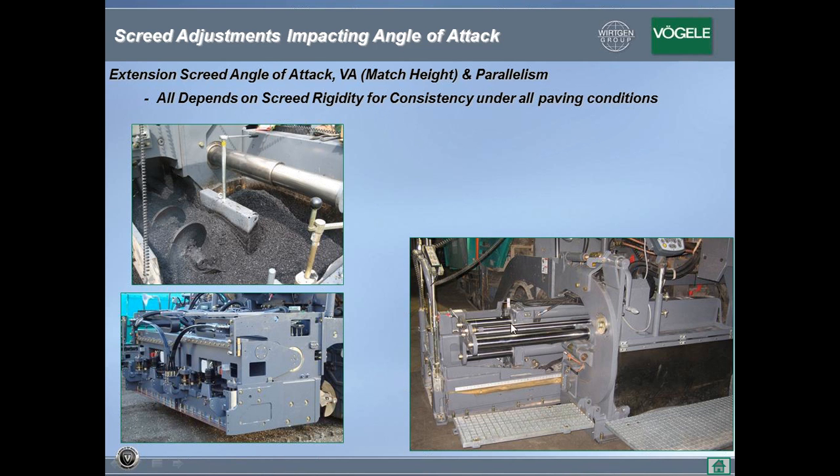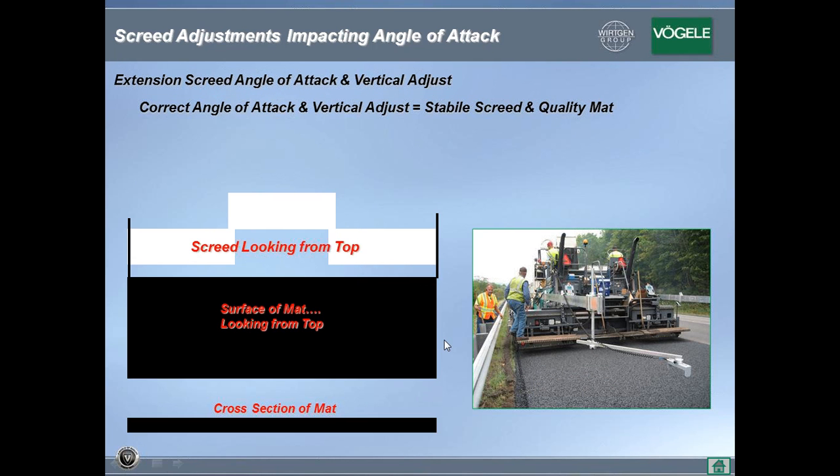And here you're looking at an unequal width front mount screed with a series of four guide tubes supporting the extension screed. So whether it's front mount, rear mount, as long as the leading edges are on the same plane, the trailing edges are on the same plane, the amount of asphalt flowing under the screed is the same, you will have mat consistency.